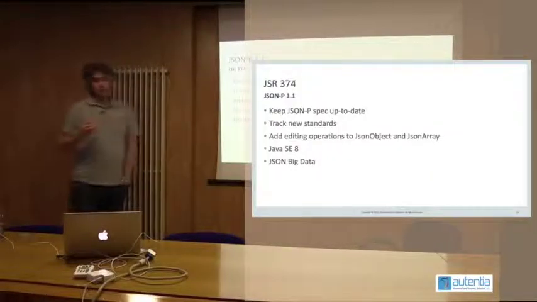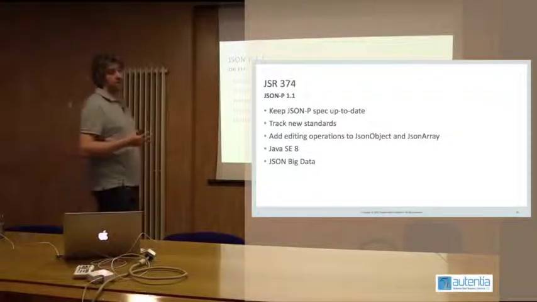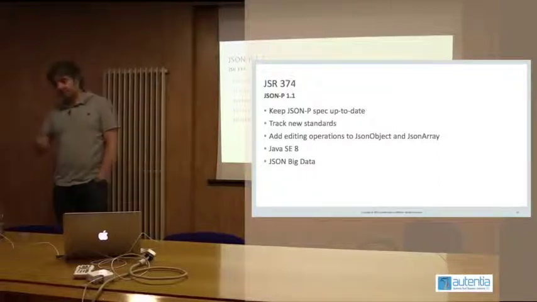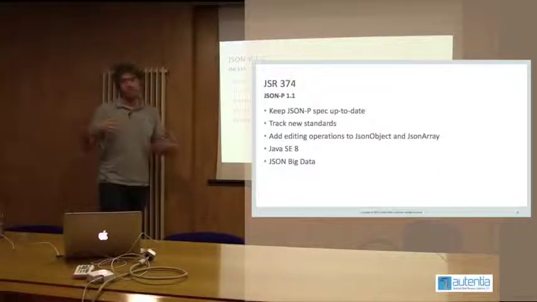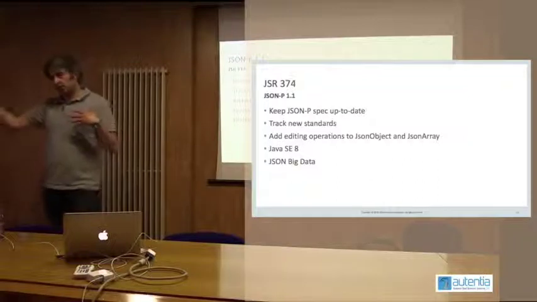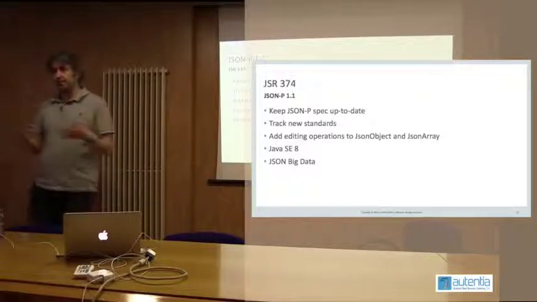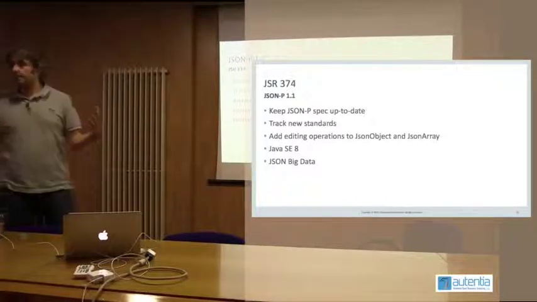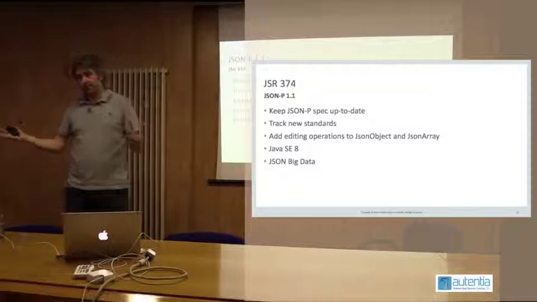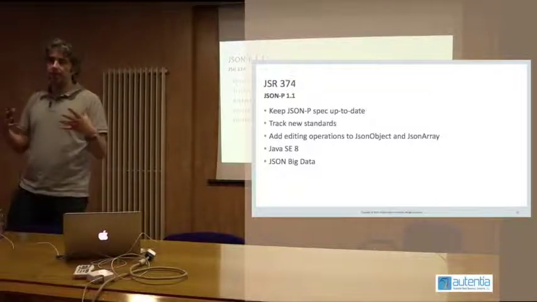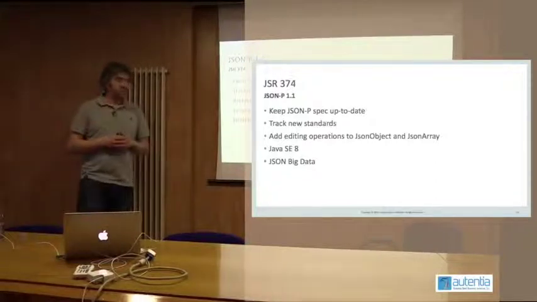Something else that the JSON-P EG would like to do, and they have just started that discussion, is JSON Big Data. The idea is very simple to explain, but not really to implement. Let's imagine that you have a service that is using Facebook. You do a call on Facebook and you get a huge JSON document in return. When I say huge, it could be, let's say, a 1 gigabyte JSON document. Obviously, you don't necessarily want to deal with the whole document. We would like to give in the API the ability to deal with a subset of a very large JSON document. That's what JSON Big Data is about.